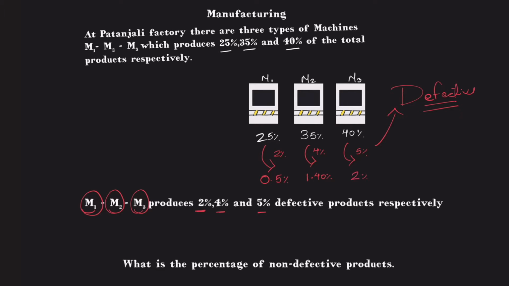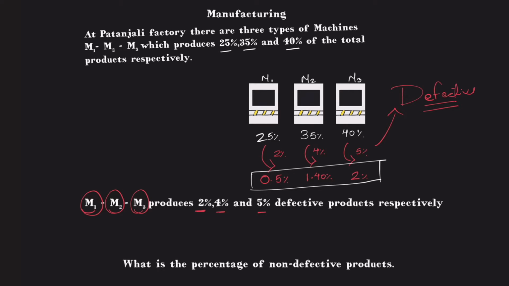Then what is happening? 5% of 40%. What is 5% of 40%? 10% is 4. So 5% is 2. Which means if I say 40%, I'll say 2%. If I say 40 products, I'll say 2 products are defective.